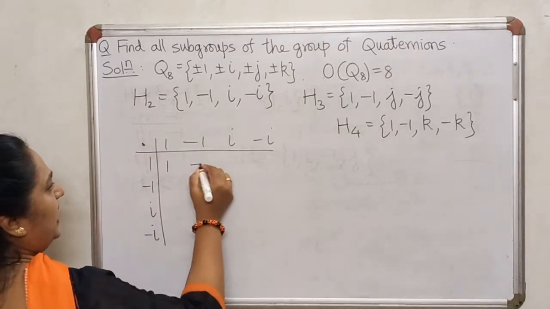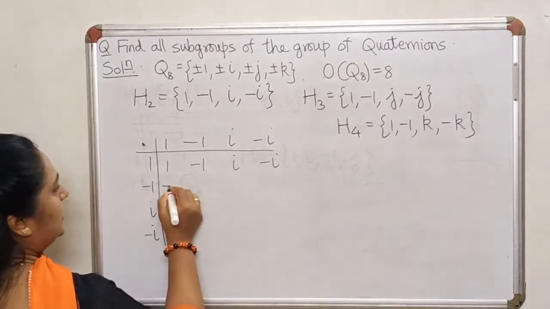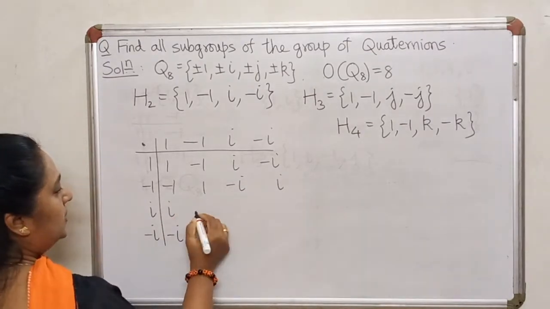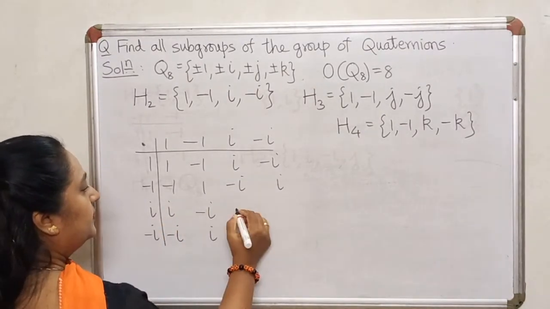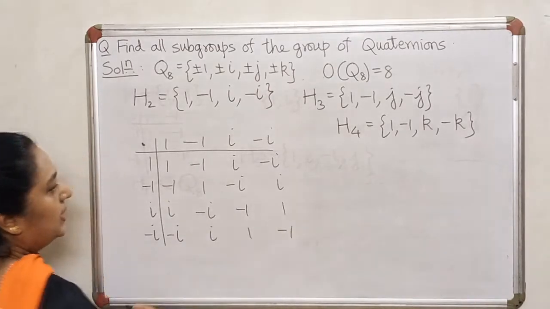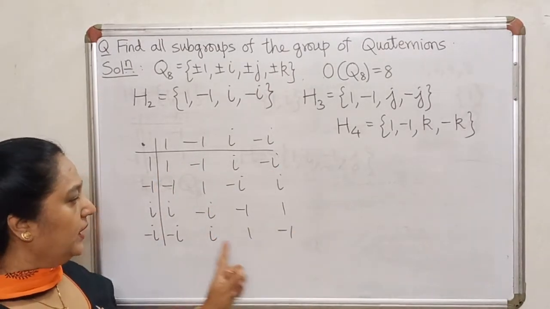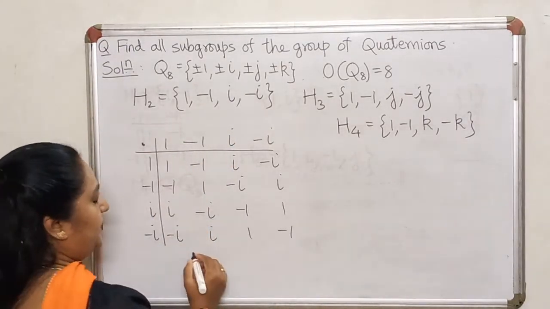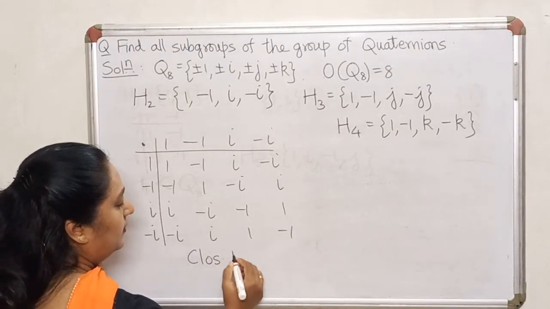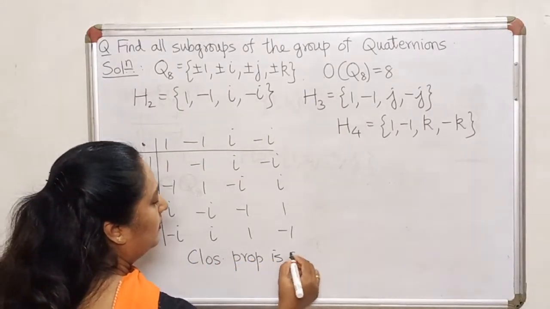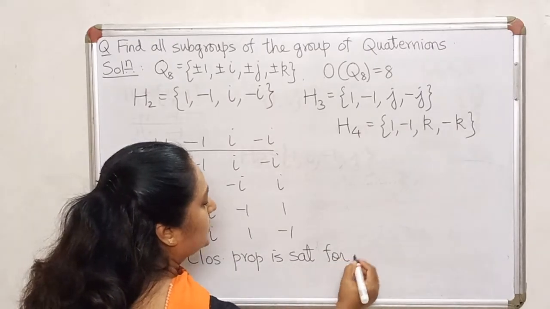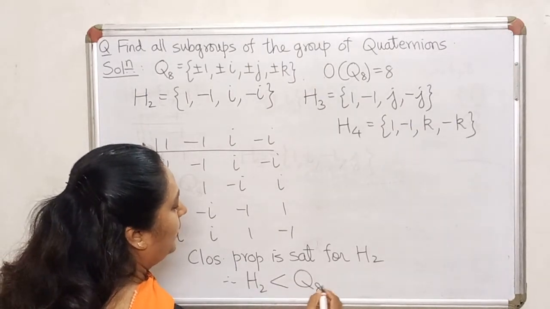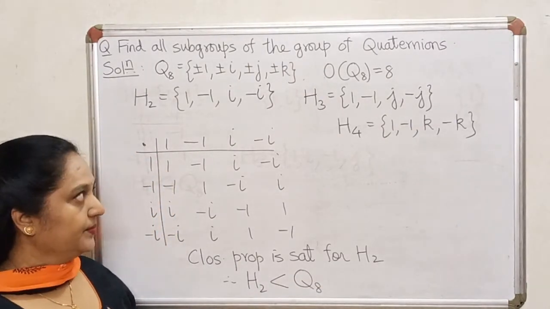This more or less behaves like our usual set of complex numbers. So it's not very difficult to remember this composition table. Every entry in the body of the table is from the given set. Therefore, closure property is satisfied for this set. Closure property is satisfied for H2, and therefore H2 is a subgroup of the group of quaternions.